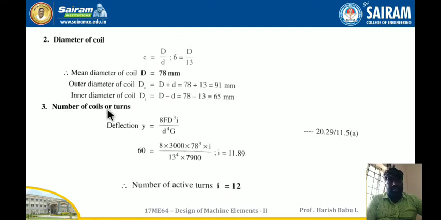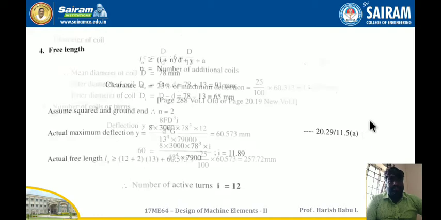So for the number of turns or coils, deflection y is equal to 8F D cube into i divided by d to the power of 4 into G. So y is given as 60. F value is known, D value is already found out. So i is unknown, d value is known, and G value is known. So by substituting this, I'm going to get i is equal to 11.89. So I want to take the number of active turns as i is equal to 12.